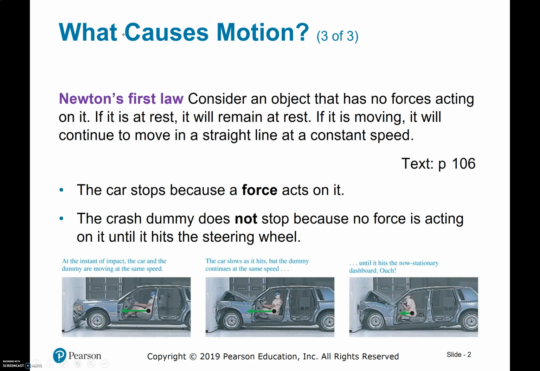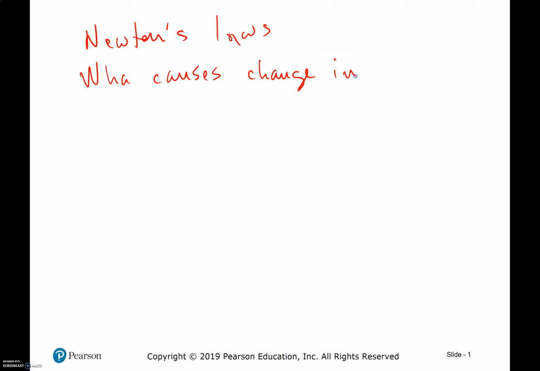Good morning. So in this video, we're going to be studying Newton's second law, or Newton's laws. And what they tell you is basically what causes motion, or what causes change in motion. And that's the main question that we want to answer.